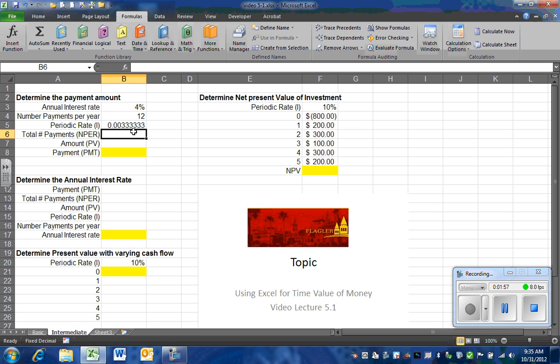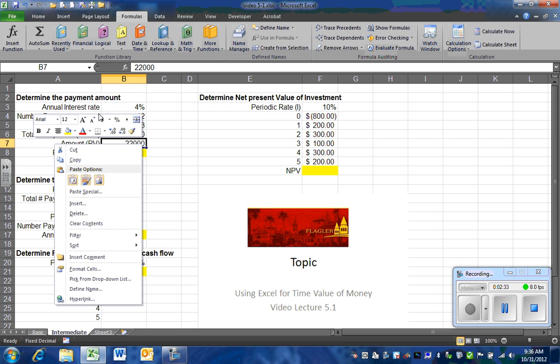Next, we can take out the loan for a maximum of 5 years. So it's a 5-year loan, and we have to make 12 payments per year. So there'll be 60 payments altogether. And let's say the vehicle that we're purchasing is going to cost us $22,000. And again, we can format that for dollars.